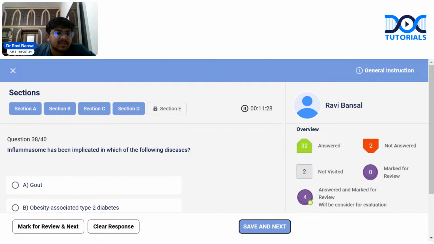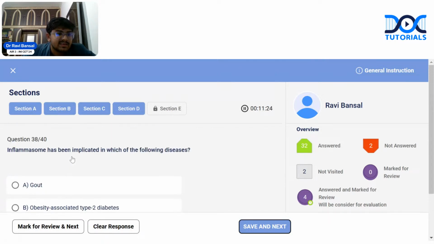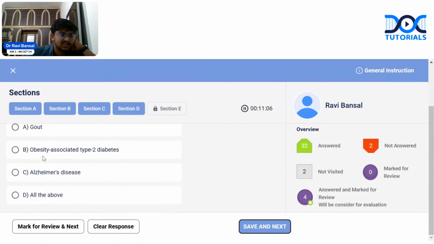Inflammasome has been implicated in which of the following diseases? So this is a general path question. Inflammasome, I remember reading, is involved in NOD, clearing of necrotic debris, some iron transport, and some diseases. The diseases include some CNS degenerative disease, diabetes, and gout. So gout, diabetes, Alzheimer's. So all of the above will be the answer.